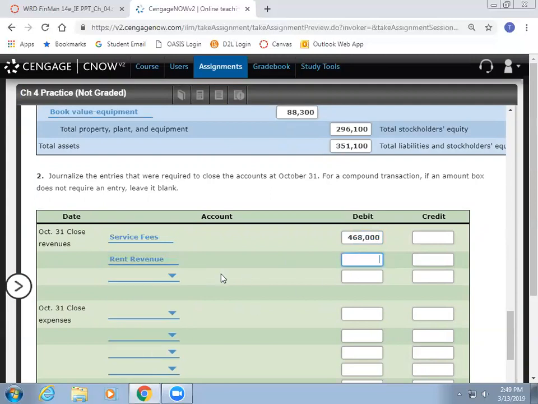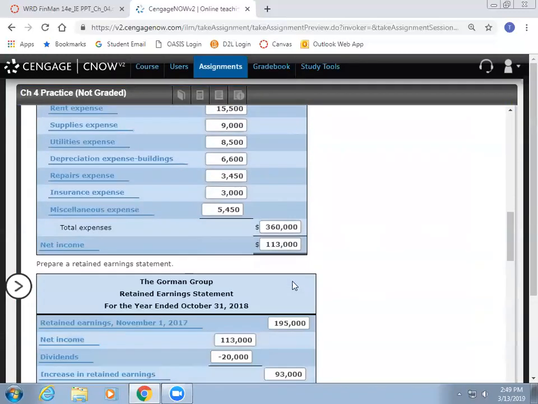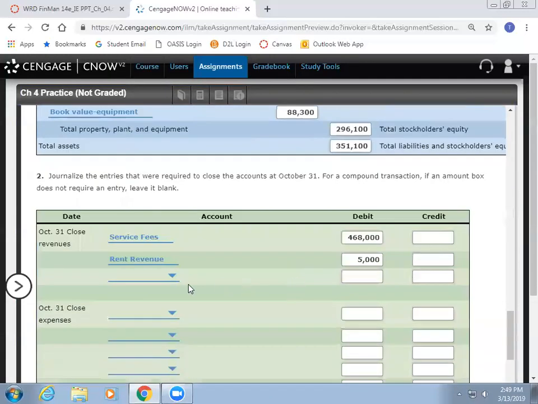And we're going to debit rent revenue, the 5,000. You don't have to retotal these. That one's pretty easy, but you could just go back up to your income statement and grab your total revenues. So I would add those two together, and I'm crediting income summary for the 473. Okay, so debit both my revenue accounts to zero them out and credit income summary.